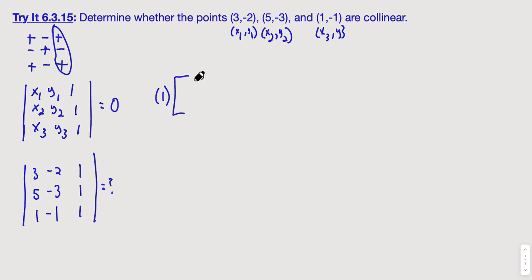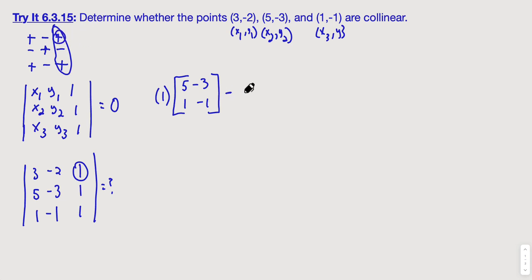So we're taking this first 1 right here, and then it's the bottom left. It's everything that's not in the same row or in the same column. So 5, -3, 1, -1. Now remember, that was the plus. Now we're at the minus.